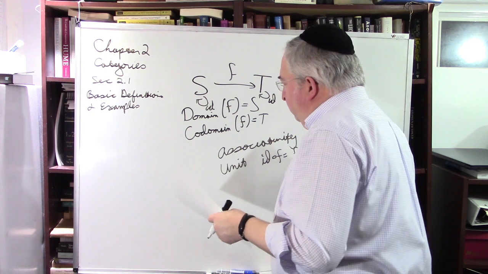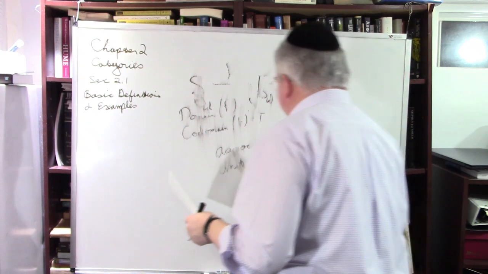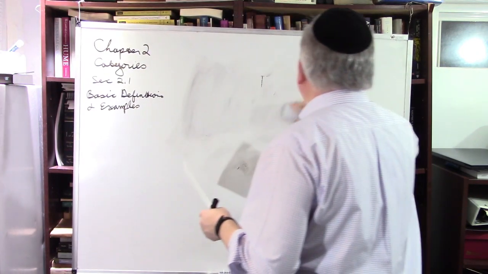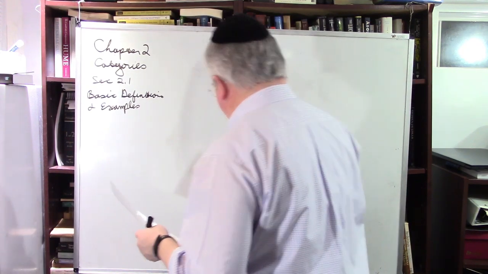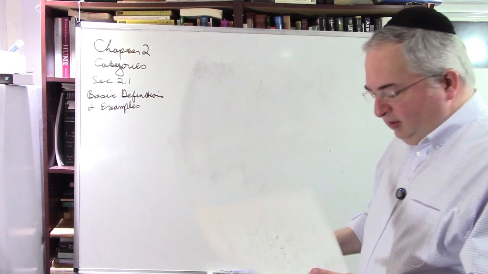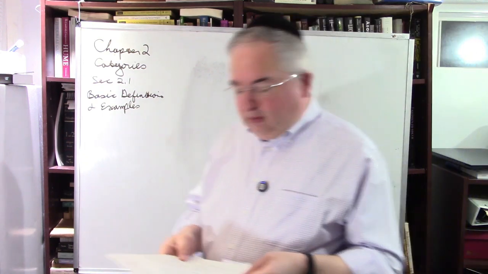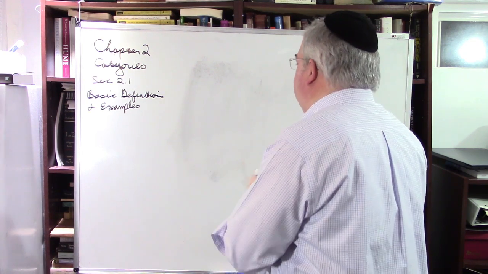So before we get to the formal definition, let me give away the story and tell you the following three examples of what categories are.